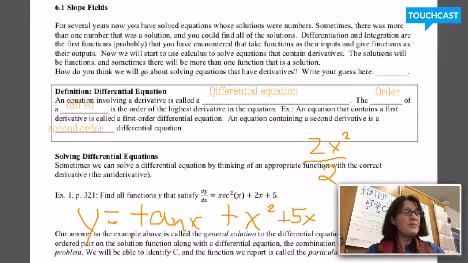And I have to remember that there are infinitely many functions that have the derivative that was given, because there could be some constant, that's a plus c, added on the end. And when I took the derivative, it wouldn't have mattered. I would get the same dy dx value. So this is tangent x plus x squared plus 5x plus c. If you forget the plus c, you will lose points.